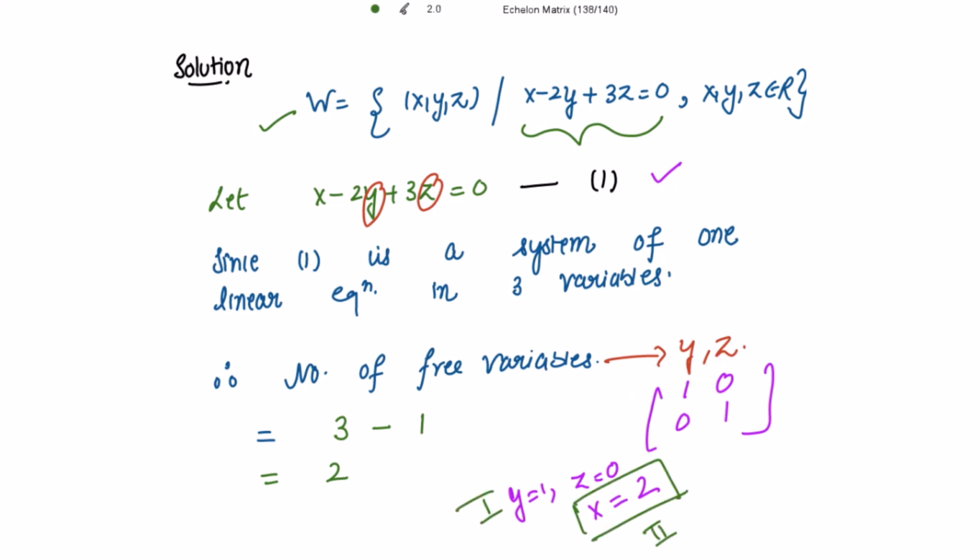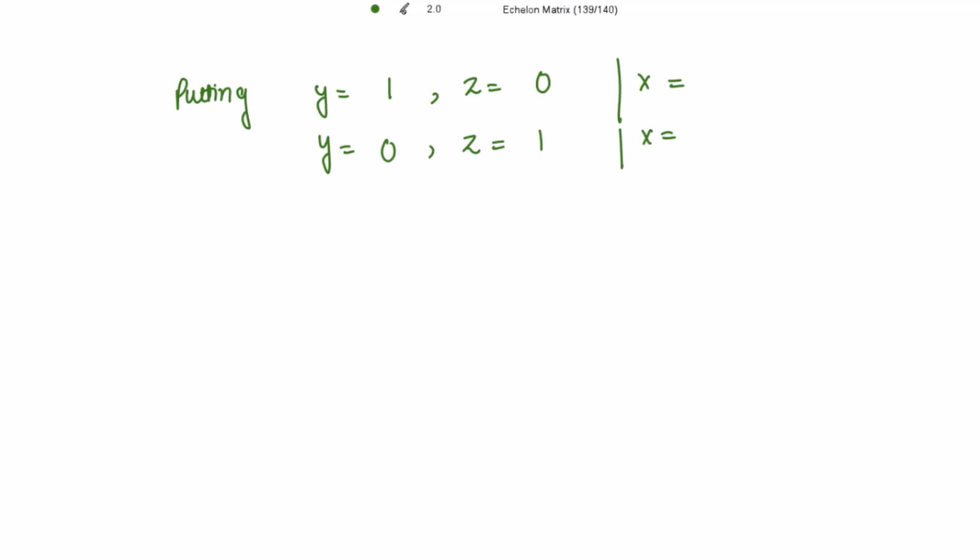Similarly, the second set, y is taking the value 0 and z is taking the value 1. So from 1, for y equal to 0 and z equal to 1, the value of x comes out to be negative 3, right? So for y equal to 1 and z equal to 0, we are getting x to be 2. And for y equal to 0 and z equal to 1, we are getting x to be equal to negative 3. So therefore, the basis becomes, what is the format?